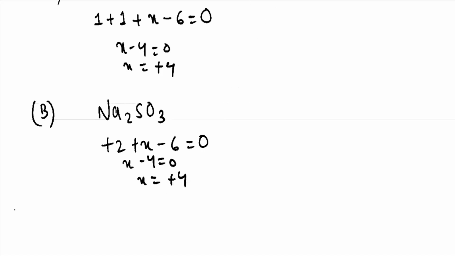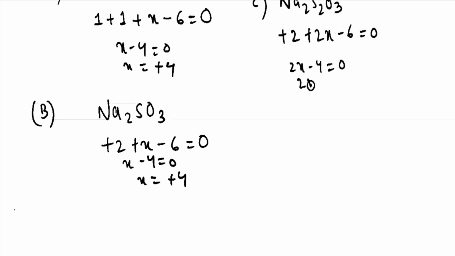Now coming to C, compound C is Na2S2O3 as we have identified. Here also let us take the oxidation state of sulfur as X. So it becomes +2 plus 2x minus 6 equals 0. That means 2x minus 4 equals 0, so 2x equals 4, that means x is +2 oxidation state. This is the average oxidation state of compound C.